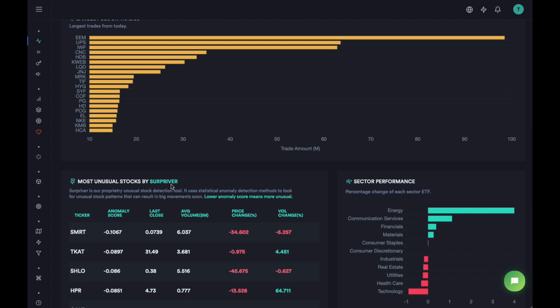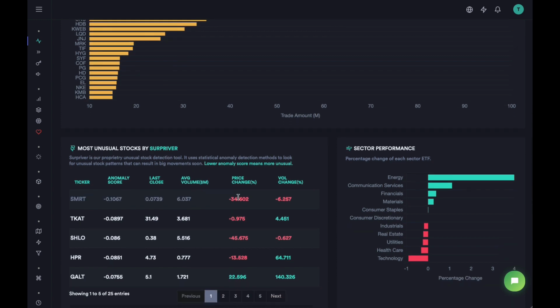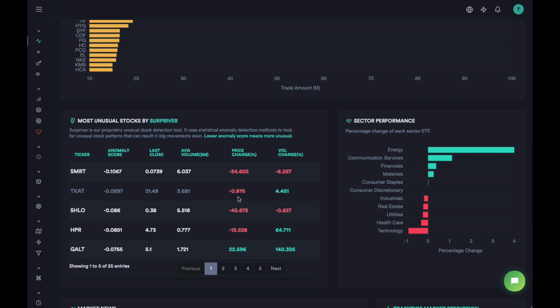Then we have our proprietary tool called Survivor. This is a really cool tool. I'll try to give you an example before explaining what this tool is. So this is an anomaly detection tool.